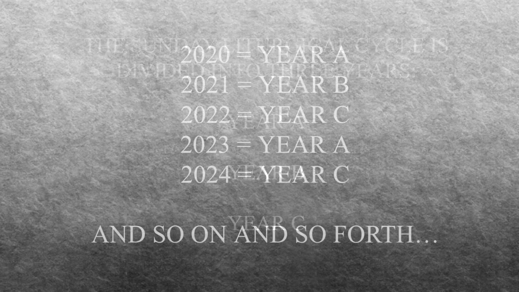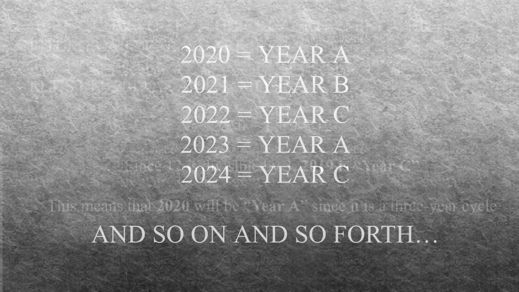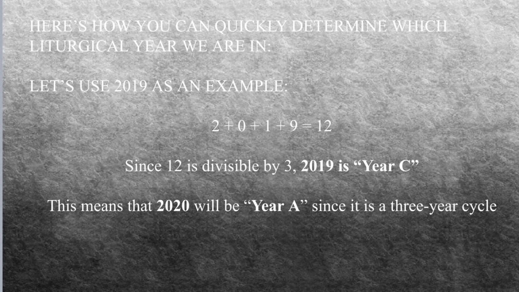So where are we now in 2020? We are in year A. And it always starts on the first Sunday of Advent. So right now we are in year A, and it is getting ready to change to year B for 2021, and then year C is 2022, and so on and so forth. As you can see how we go there.